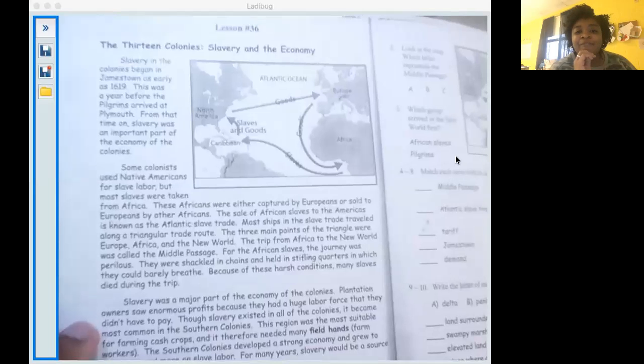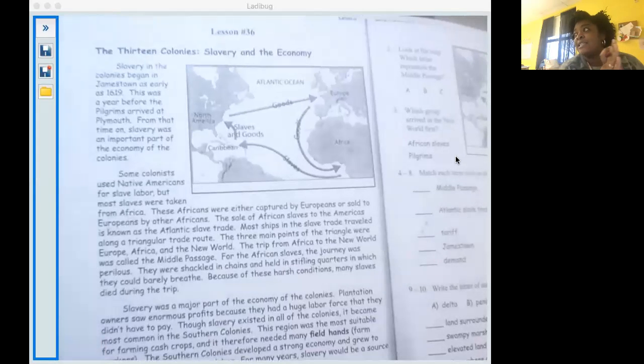All right, guys, and we have reached lesson 36, the last Simple Solutions of the week. We're going to look at the 13 colonies, slavery, and the economy. We're going to talk very briefly about triangular trade today, so that's going to be kind of a lead-in to our unit. We're going to do a whole unit on that in the spring, okay?